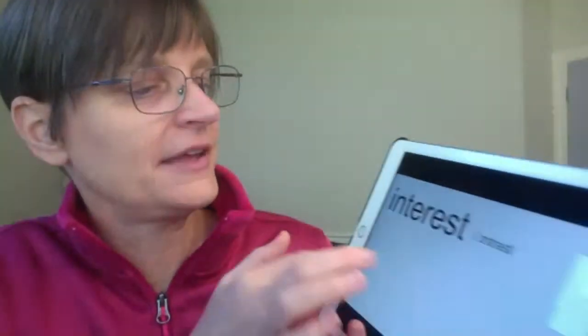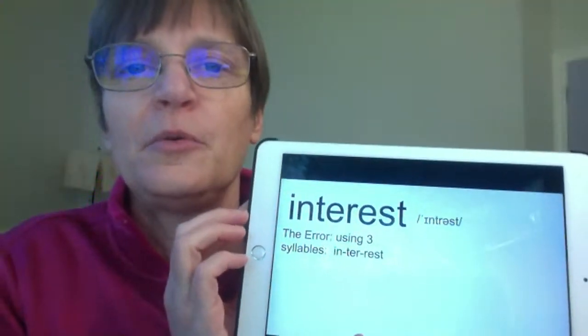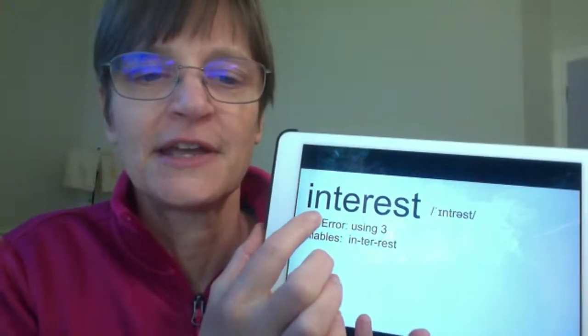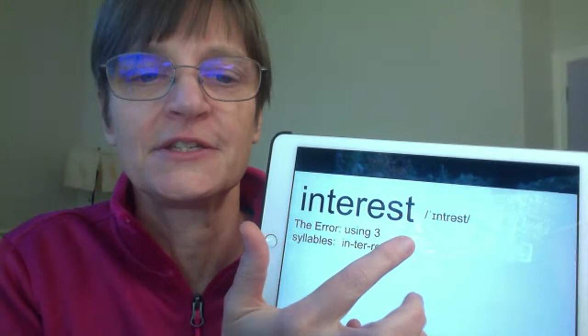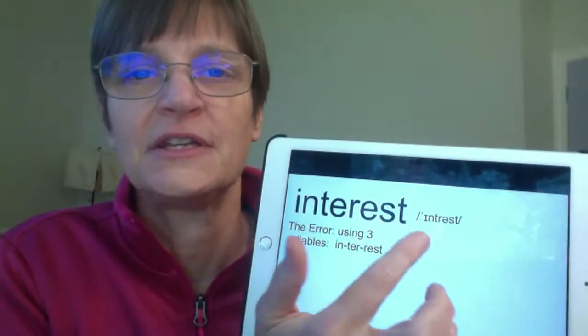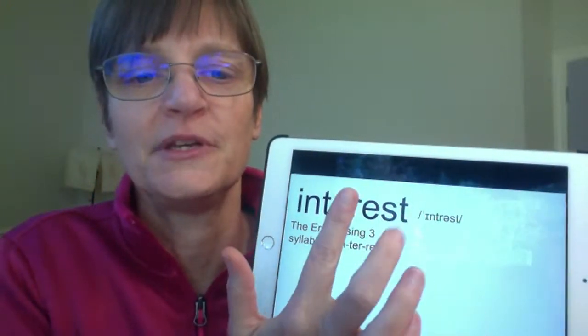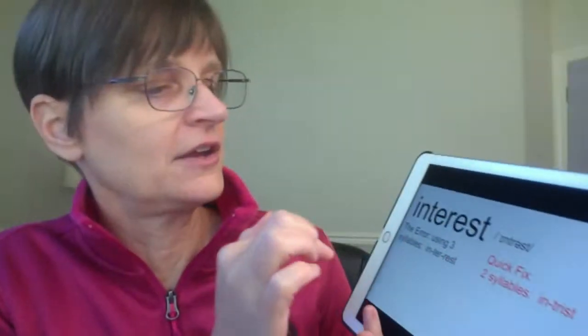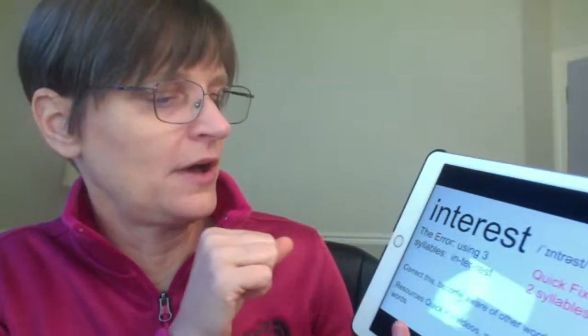And the error pattern that I see here is that often people will say this word with 3 syllables rather than 2. It looks like it should be "in-ter-est," and we actually pronounce it "in-trest" with 2 syllables. So we don't say this middle E, we just say interest. If I can correct that, that will help me with many other words.